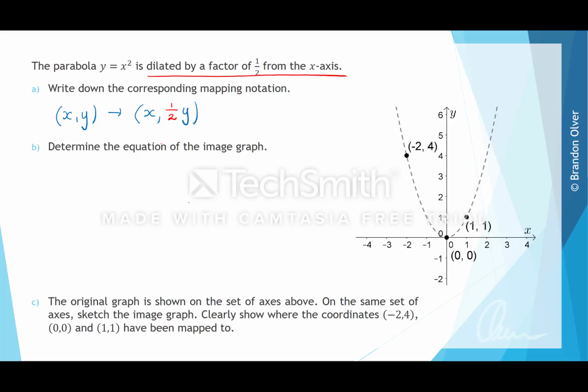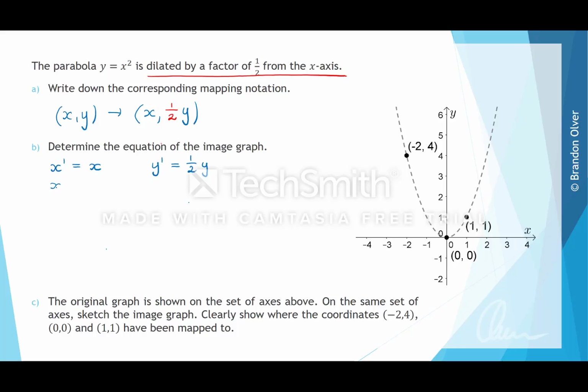And then for part B, we want to determine the equation of the image graph. So we start with our mapping notation and we generate two equations. The first one says that the transformed x values are just equal to x, and the second equation says the transformed y values are equal to 1/2 times y. The next thing we need to do is solve for the non-dash terms.